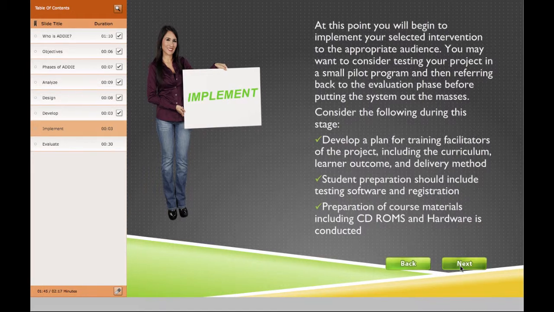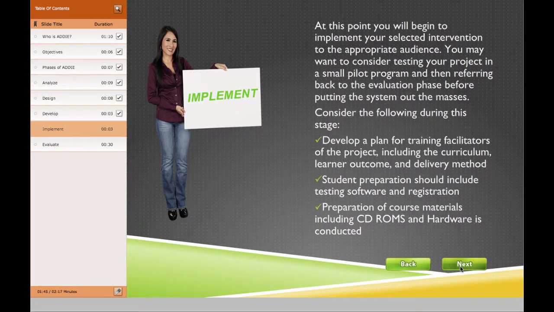Implement. At this point, you will begin to implement your selected intervention to the appropriate audience. You may want to consider testing your project in a small pilot program and then referring back to the evaluation phase before putting the system out to the masses.